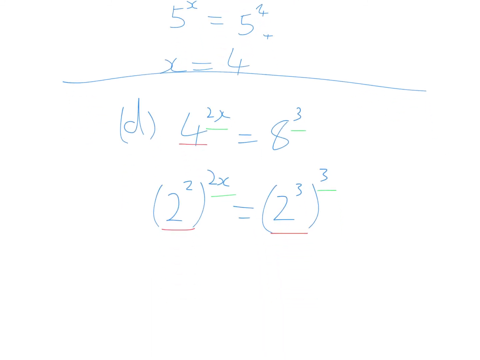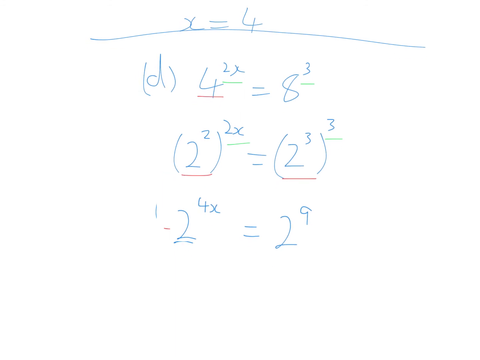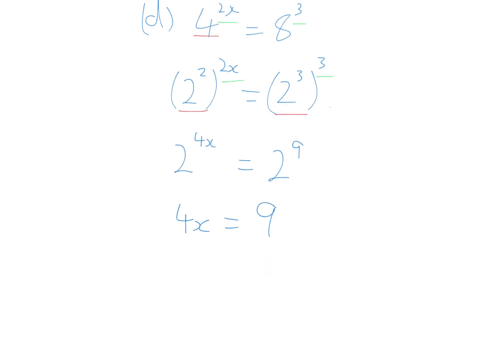Now again, I'm going to use index law 3 to simplify this a little bit. So if we've got a power to another power, 2 times 2x will give me 4x. And on the right hand side, 3 times 3 will give me 9. At this point now, we know that the base numbers are the same, so the powers must be the same. So 4x must be equal to 9.